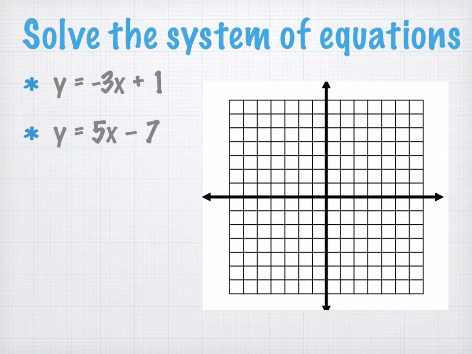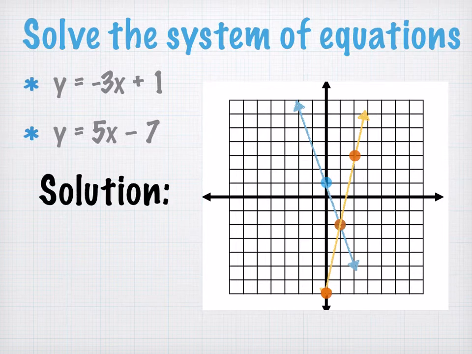For the first line, the y-intercept is 1. The slope is -3. For the second line, the y-intercept is -7. The slope is 5, or up 5 over to the right 1. These lines intersect at (1, -2). So that is the solution to the system of equations. It's the point that satisfies both lines, or the point that lies on both lines.